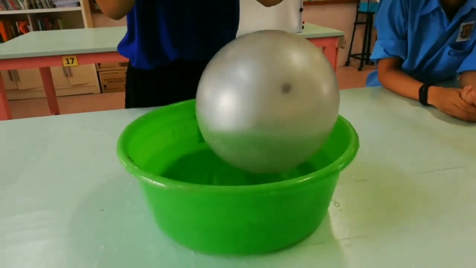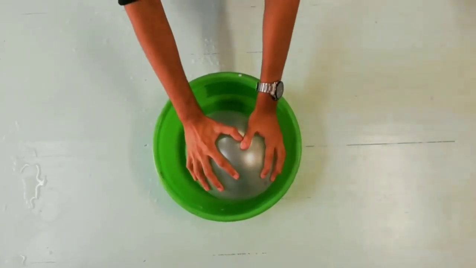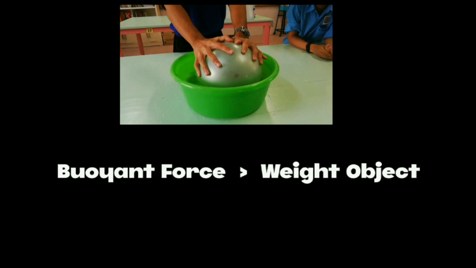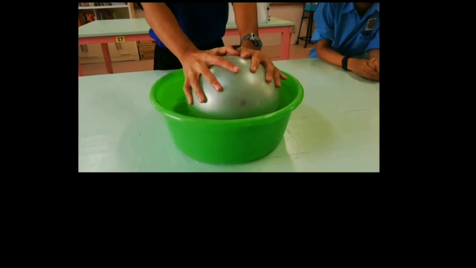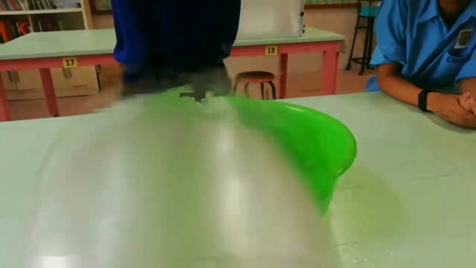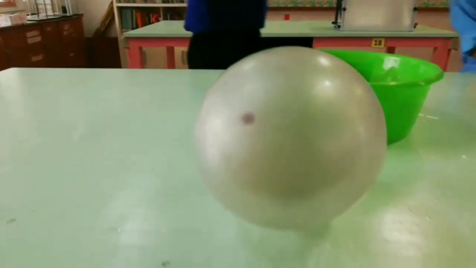Now, when the balloon is pushed downwards and even more water gets displaced, the buoyant force is now greater than the weight of the object. Therefore, there is now a net force going upwards, and that's why we can see the balloon shooting out of the water. How interesting!